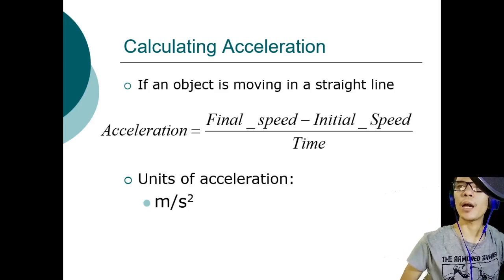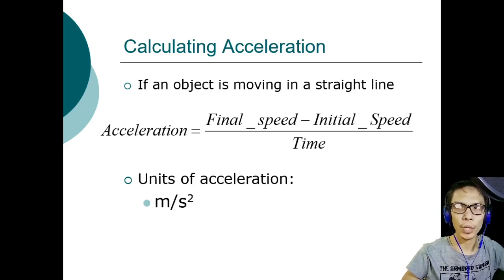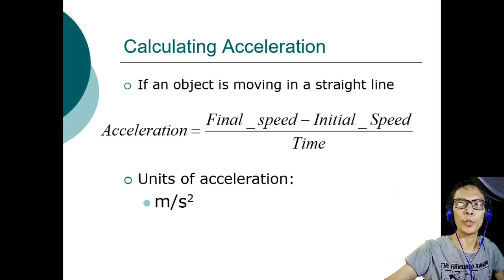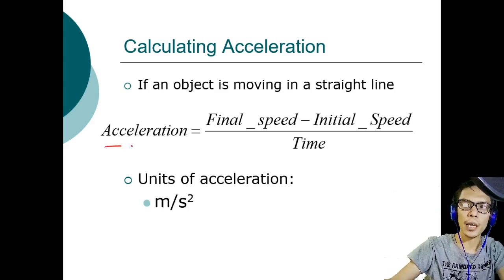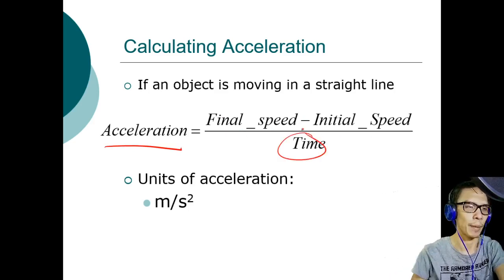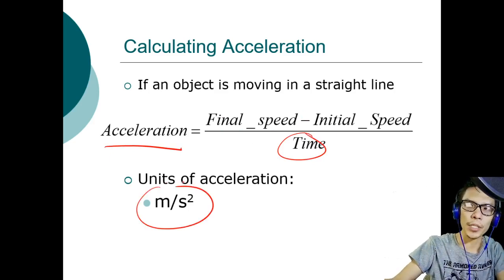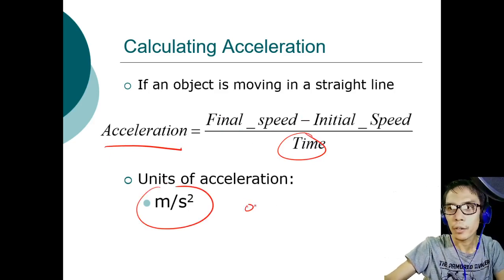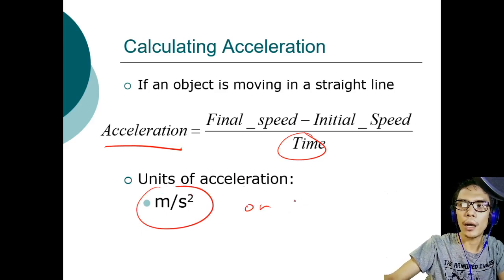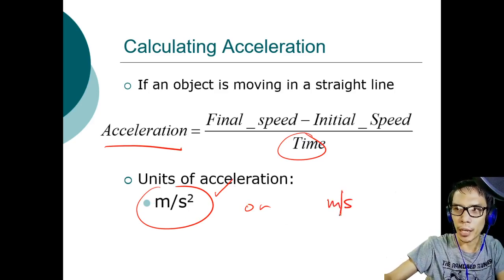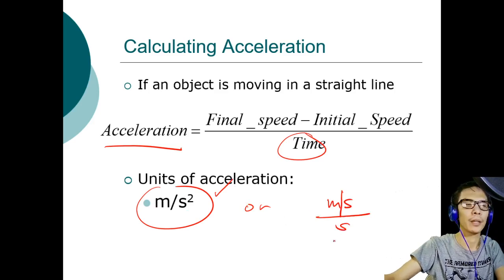If an object is moving in a straight line, we can use this formula to compute the acceleration. Acceleration is equal to final speed minus initial speed divided by time. We will get the units of meter per second squared, or in other terms, this is defined as meter per second per second.